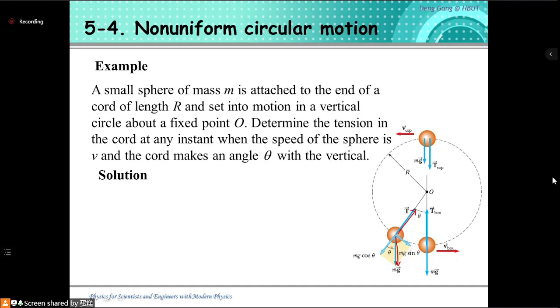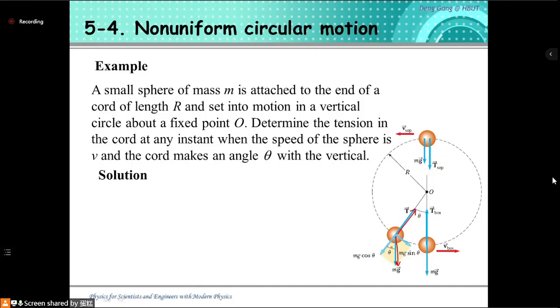So if this angle is theta, this is also theta, because theta is the angle between this direction and the vertical direction. So that's why here is also theta. So this component is mg cosine theta, and this one, mg sine theta, is in the tangential direction.